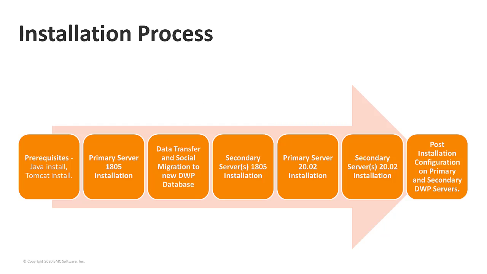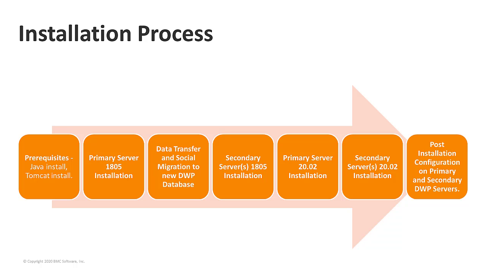Let's look at the installation process. I divided the entire installation process into these 7 blocks. You can see the prerequisites can be taking a VM snapshot, and taking a backup of your Smart IT and AR system database. As we are creating a new database, you can either pre-create the DWP database or have the installer create a database for you.